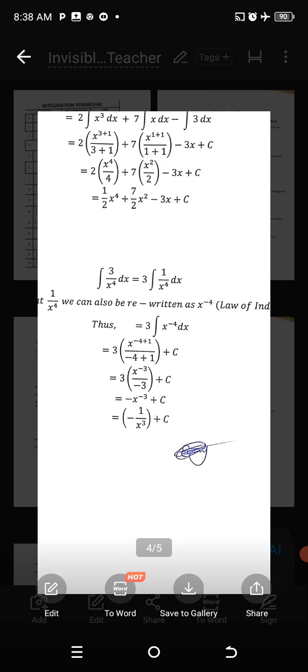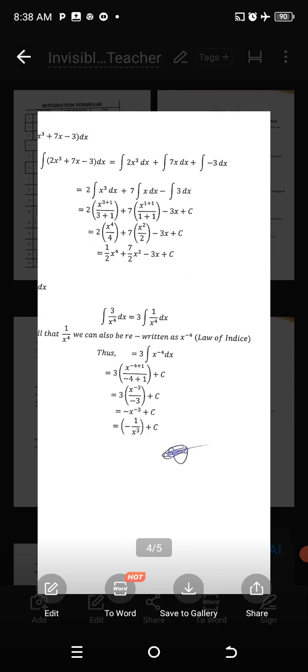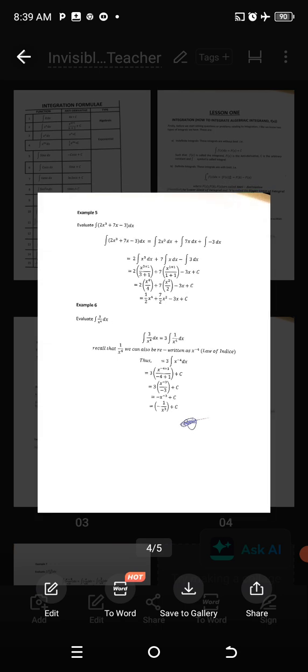You'll be wondering, how are we getting minus x? That is 3 divided by 3 actually, which is 1. You don't need to write the 1 out, you just leave it. So which is going to give you minus x raised to power minus 3 plus c. And the final answer, still applying the indices rule, is minus 1 over x raised to power 3 plus c. That is the final answer for that example 6.